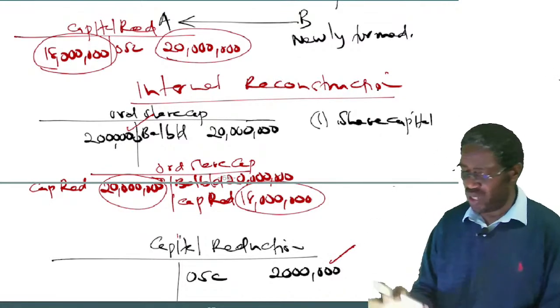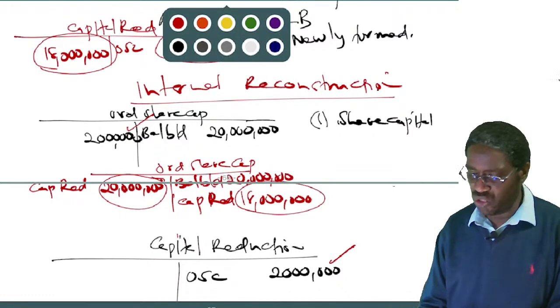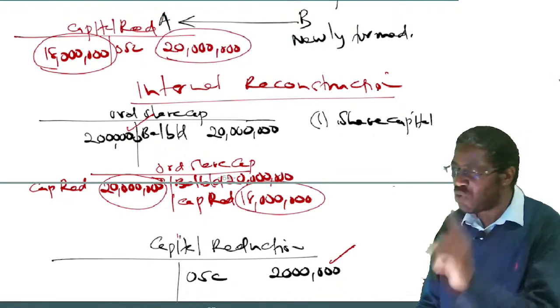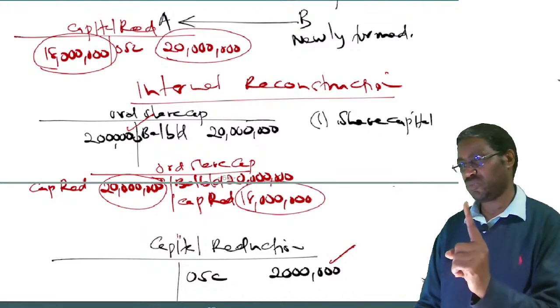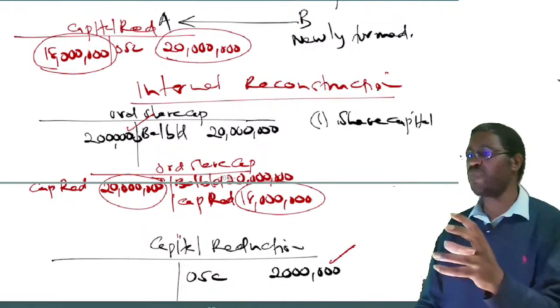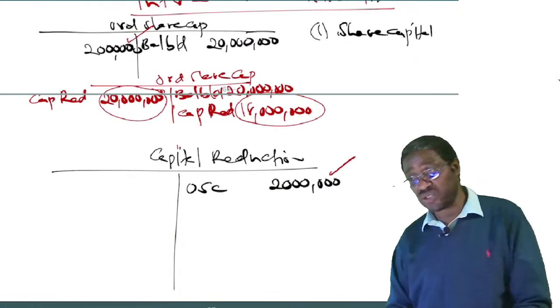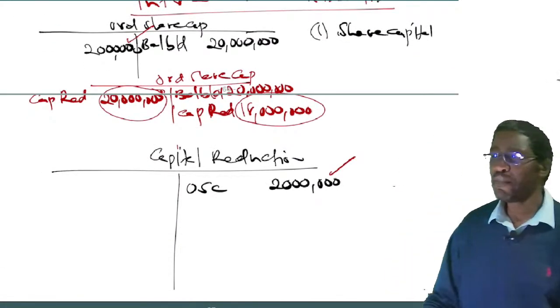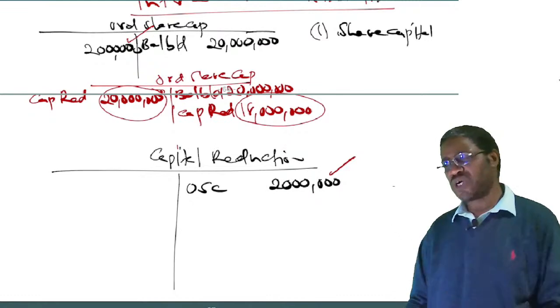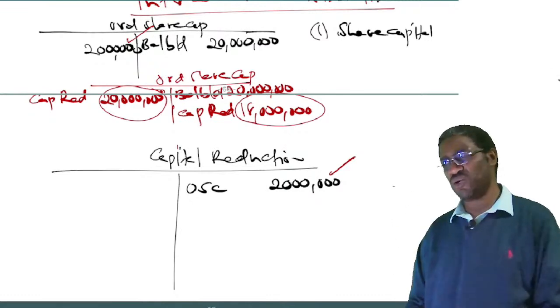So that's number one, which I have told you, with amount written off on share capital. You debit share capital, you credit this account we have called capital reduction. Number two, in our group of stakeholders, we have those debenture holders.